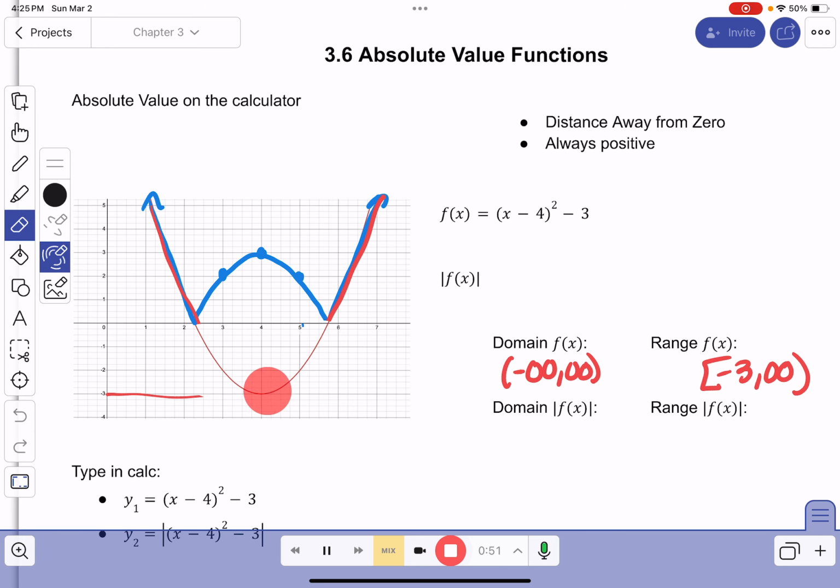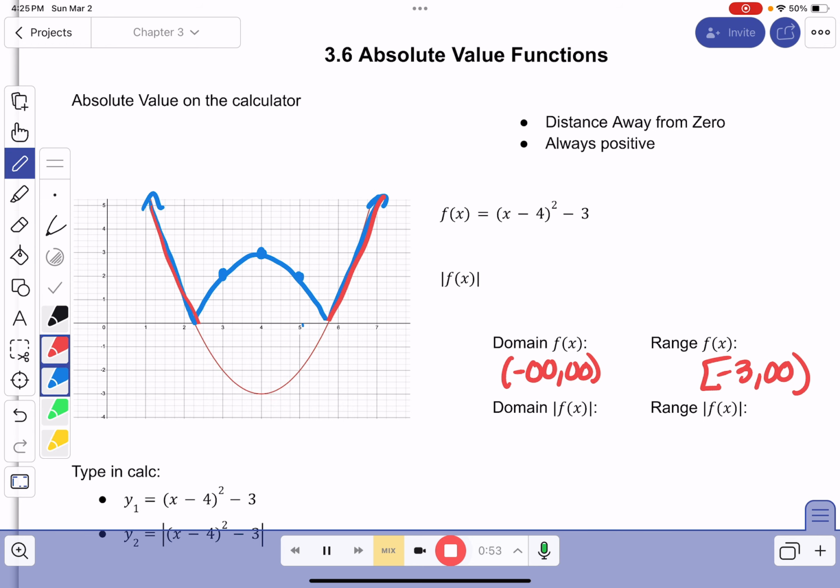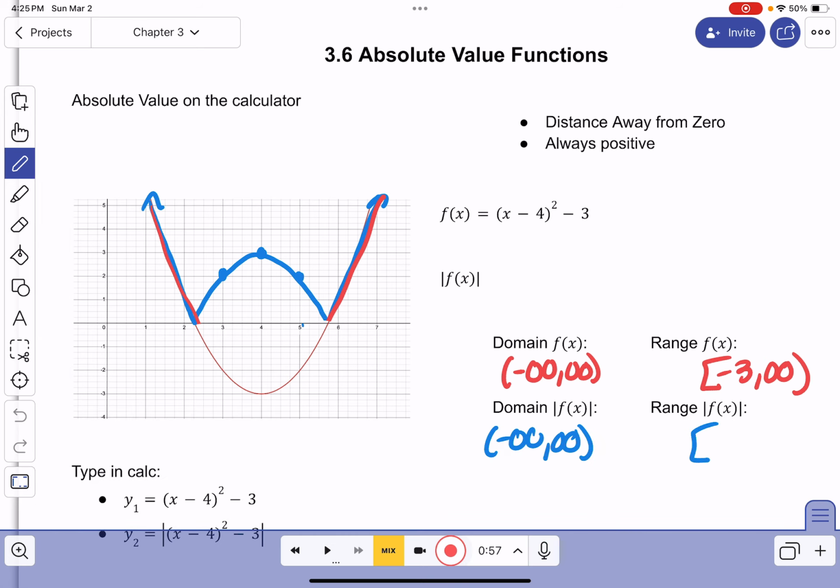Then, if I look at the absolute value graph, that's the blue one, the domain hasn't changed, but I can't be negative anymore. So now my range goes from 0 to infinity. That's how absolute value works on graphs.